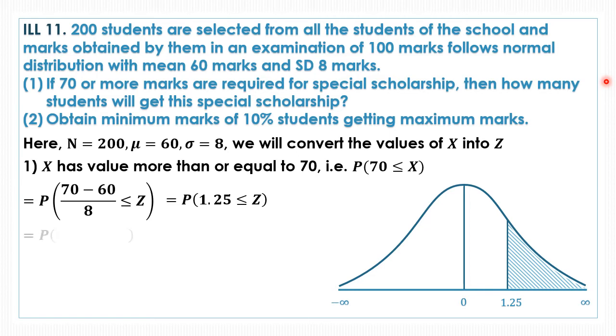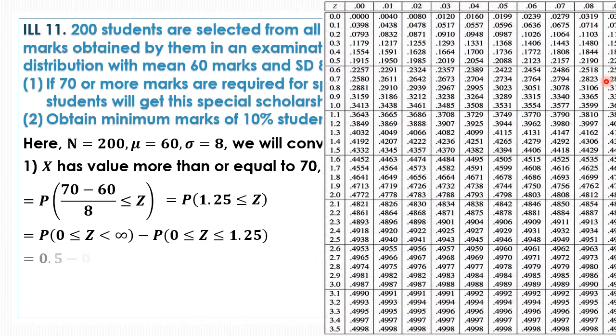So you can see from the curve that we will be splitting it as 0 to infinity minus 0 to 1.25. Now from the table we know that infinity has 0.5 value, and 1.25 if we want to calculate it will be 1.2 in the 0.05 column, so 0.3944, and the difference is 0.1056.